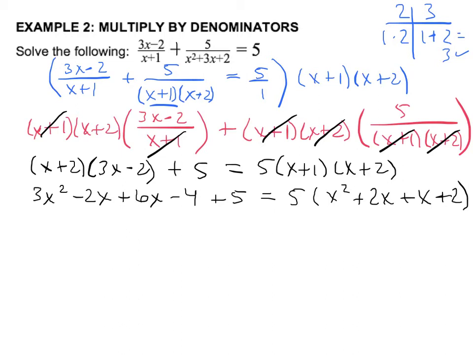And then we can go ahead and combine our like terms on each side. We know that in the end we want to solve this equation for 0, but we don't want to do that until everything is as condensed as possible on each side.